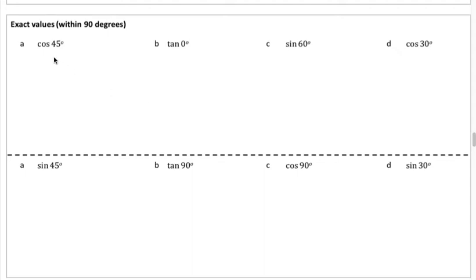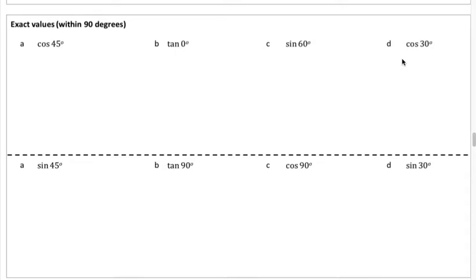In this video, we're just looking at exact values for angles within 90 degrees, or the acute angles. So what's cosine 45, what's tan 0, what's sine 60 degrees, and what's cosine 30. So just a little refresh on the unit circle. Do you remember how we were looking at the unit circle?